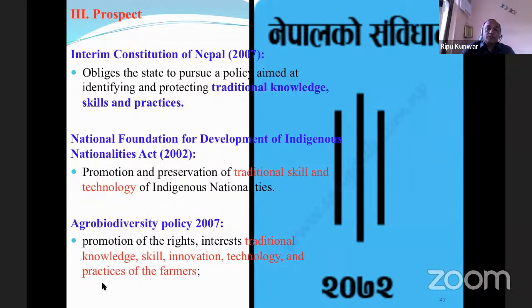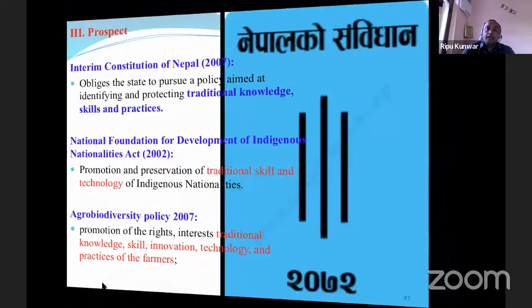And the agrobiodiversity policy also urges work on traditional knowledge, skills, innovation, and technology, and the promotion of the skills of the farmers. So we have adequate policy protocols that also help to support ethnobotany.